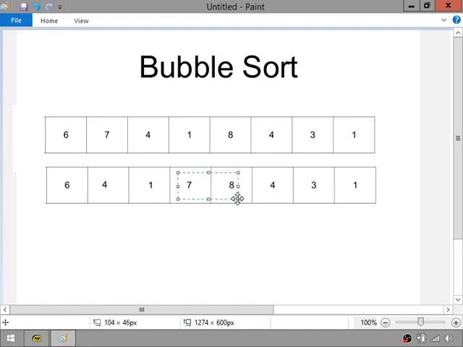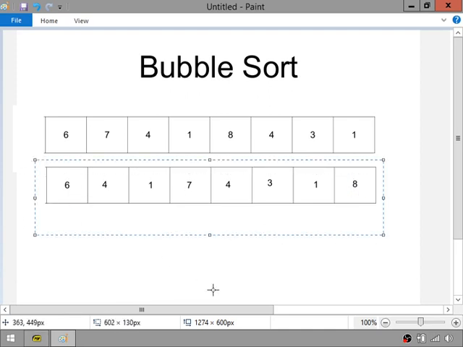Okay. What about 7 and 8? Nope. 4 and 8. They need swapping. And what about these two? Do these need swapping? Yes, they do. And what about these two? Yes, they do. And there you have it. A sorted list. No, wait, it's not sorted yet.